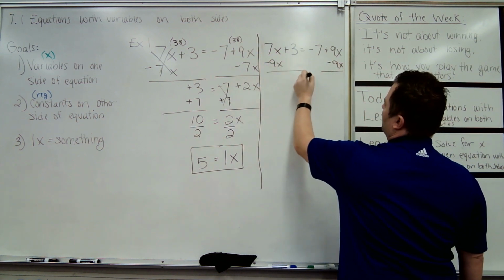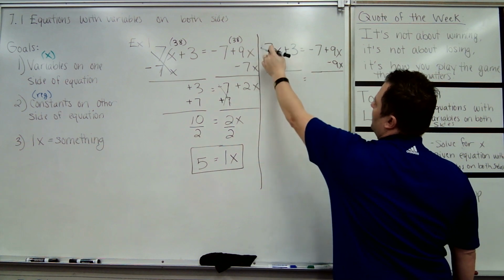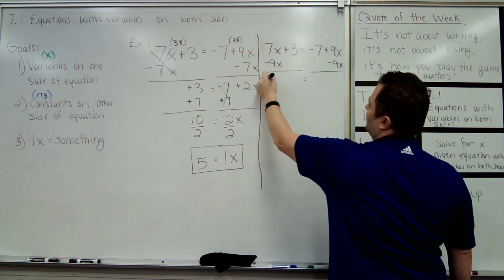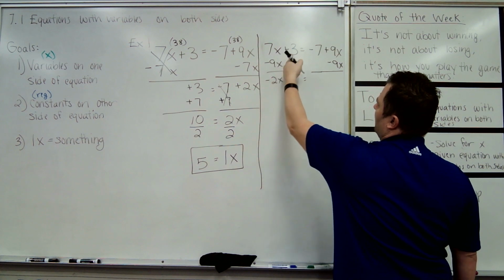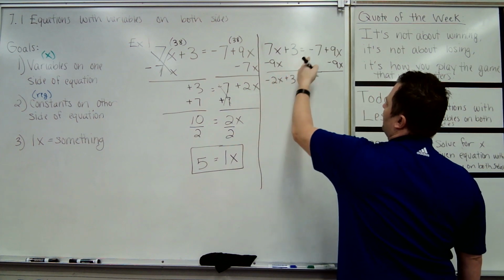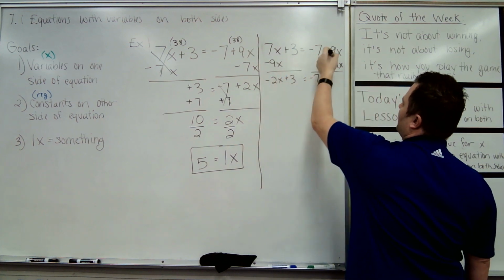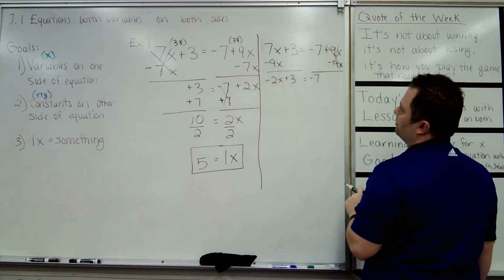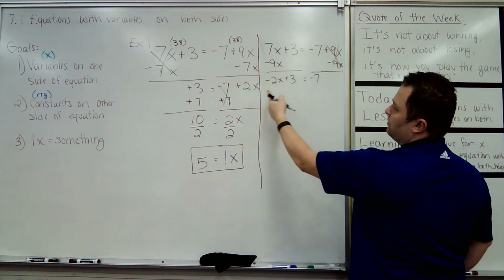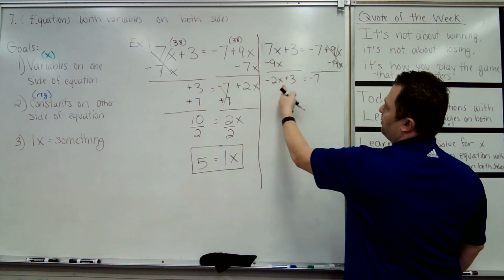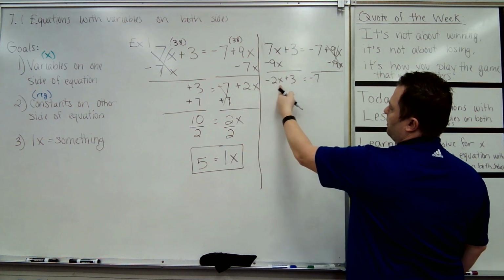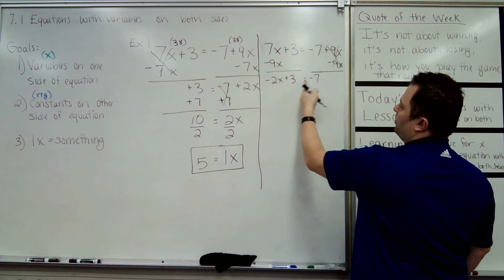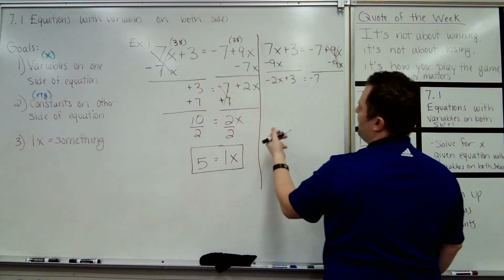And if I do, what's the result? Well, 7 take away 9 is negative 2x. I didn't touch the 3, so it's still there. Didn't touch negative 7, it's still there. And this plus 9 minus 9 goes away. The same goal was accomplished, except my variables are on the left, and I have constants on both sides, just like I did here.